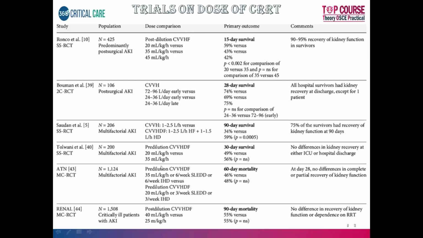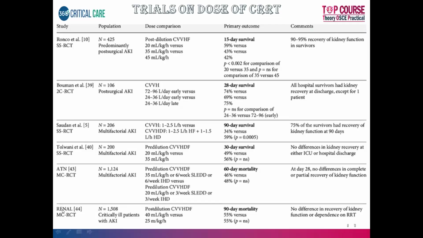Okay, so what they have done, there are two things. I will only discuss the CVV, CRRT. They compared 35 ml versus 20 ml per kg per hour, and looked at the 60-day mortality. There was not much difference. At day 28 also, no difference in complete or partial recovery of kidney function. But there is a lot of hemodynamic instability, and a lot of loss of electrolytes and nutrients when you give a high dose of CRRT. So it is better to give 20 ml per kg per hour, is the conclusion they made with ATN.